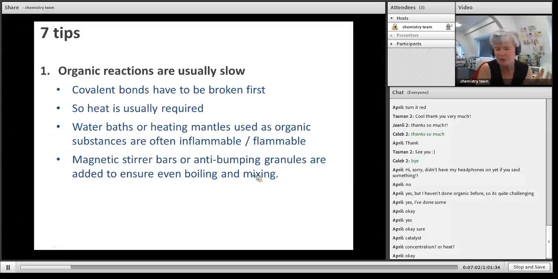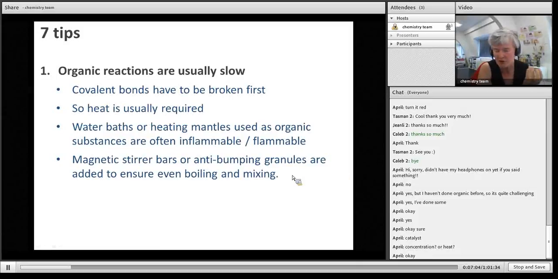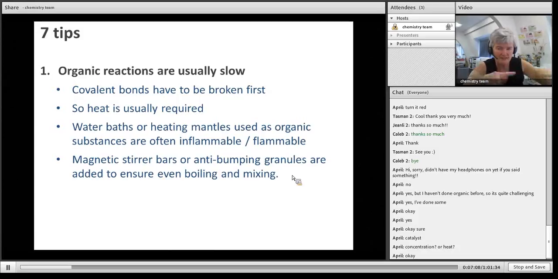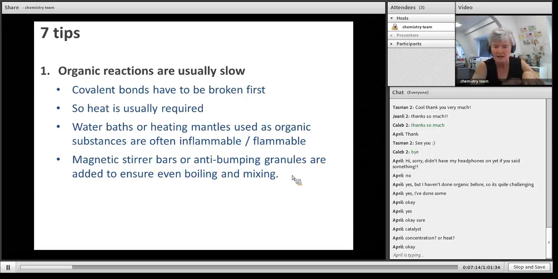I don't know if you've heated with your spirit burners in the boxes that you get. I don't know if you've noticed that the bubbles start boiling from the outside where it's hottest first, and not from the middle. And organic compounds, because they normally have a high vapor pressure or low boiling point, can sometimes just go whoosh and boil all at once. So that's what we have, these anti-bumping granules.